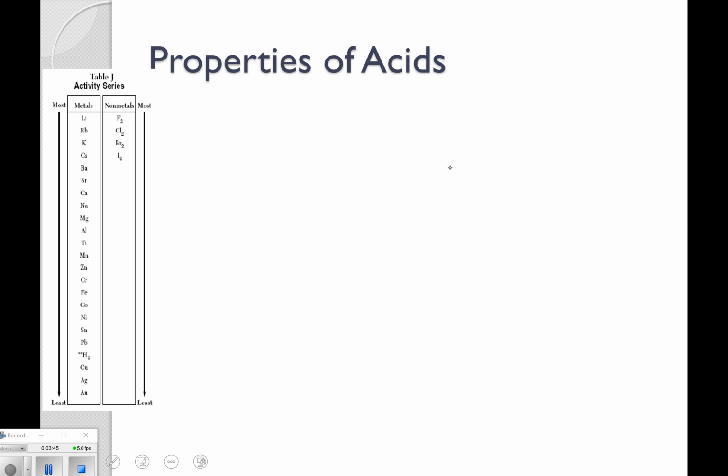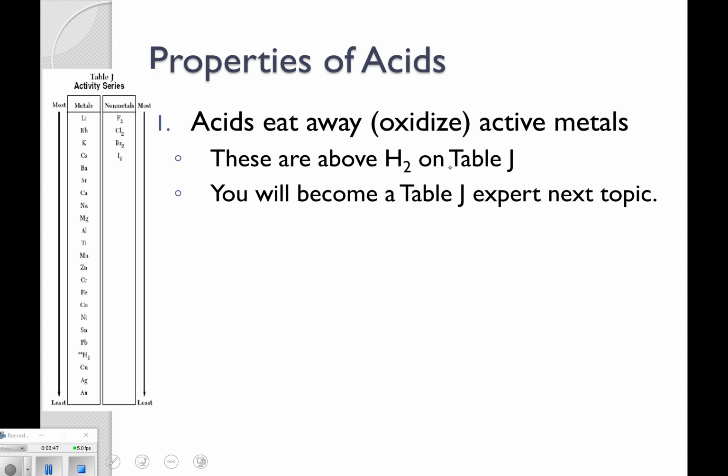So some properties of acids. And we'll connect some of this to Table J, as you can see there. So acids eat away or oxidize active metals. And these are going to be metals that are above hydrogen on Table J. So if there's an acid that's combined with one of these metals, the acid's going to oxidize any of the metals above H2 on that list.